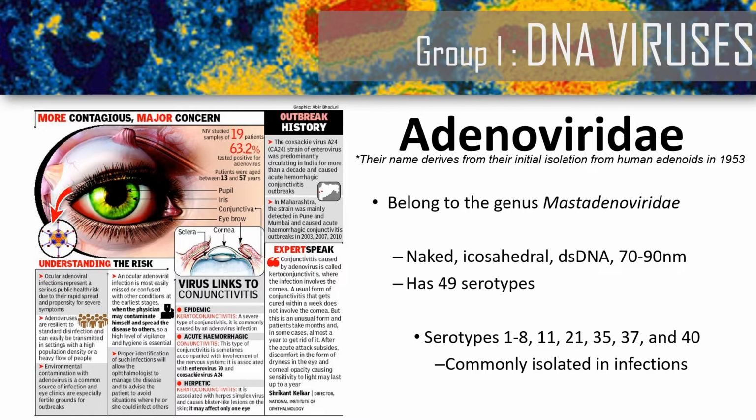So, we have your Adenovirus. Okay, so paki-take note lang, class, pag naming, pag -viridae, yung may last na -dae, ibig sabihin yan, class, family. Okay, so yung under kay Adenoviridae, andun si Adenovirus. Okay, their name derived from their initial isolation from human adenoids in 1953. Okay, they belong to the genus Mastadenovirus, Adenoviridae. They are naked, icosahedral, double-stranded DNA with a size of 70 to 90 nanometers and have 49 serotypes.